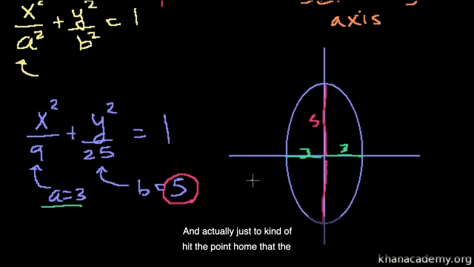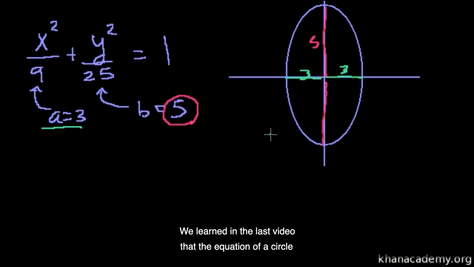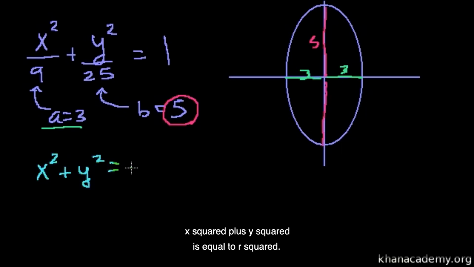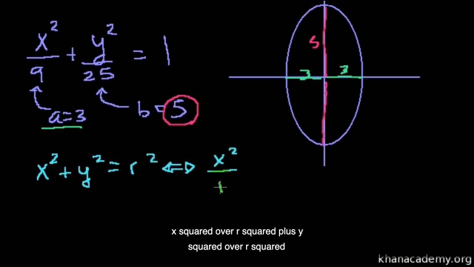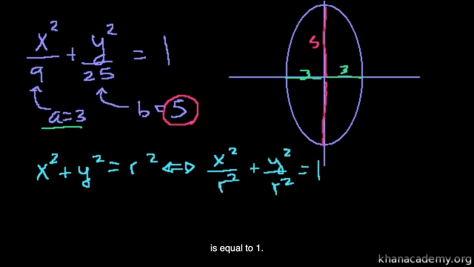And actually, just to hit the point home that the circle is a special case of an ellipse, we learned in the last video that the equation of a circle centered at the origin is x squared plus y squared is equal to r squared. So if we were to divide both sides of this by r squared, just a little algebraic manipulation, we would get x squared over r squared plus y squared over r squared is equal to 1. Now in this case, your a is r, and so is your b.